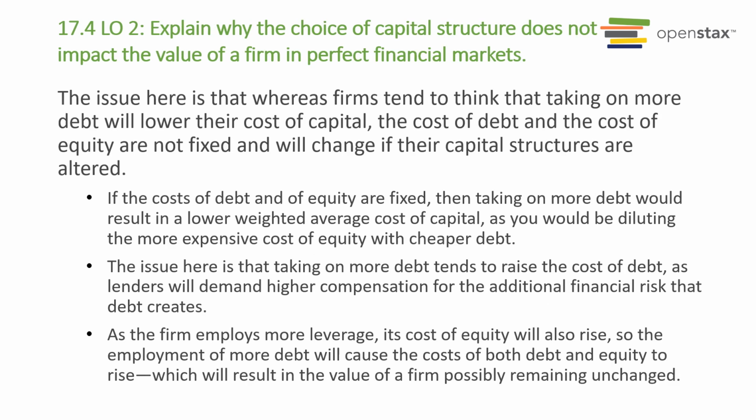Whereas firms tend to think that taking on more debt will lower their cost of capital, the cost of debt and the cost of equity are not fixed and will change as their capital structures are altered. If the cost of debt and of equity are fixed, then taking on more debt would result in a lower weighted average cost of capital, as you would be diluting the more expensive cost of equity with cheaper debt. However, taking on more debt tends to raise the cost of debt, as lenders will demand higher compensation for the additional financial risk the debt creates. And as the firm employs more leverage, its cost of equity will also rise. So the employment of more debt will cause the cost of both debt and equity to rise, which will result in the value of a firm possibly remaining unchanged.